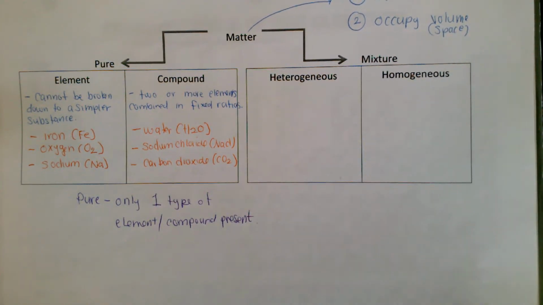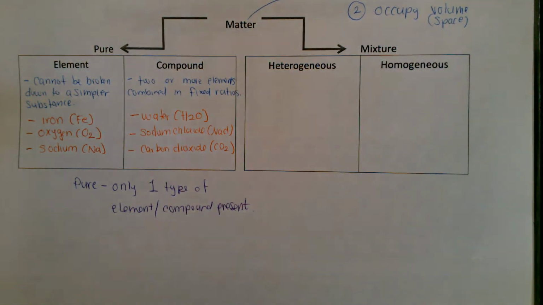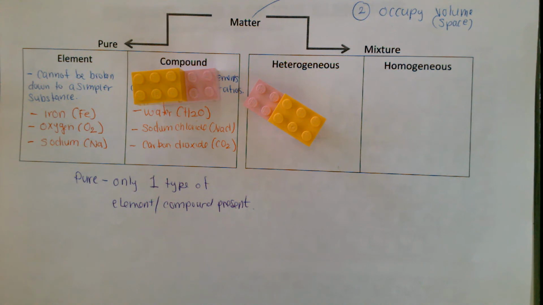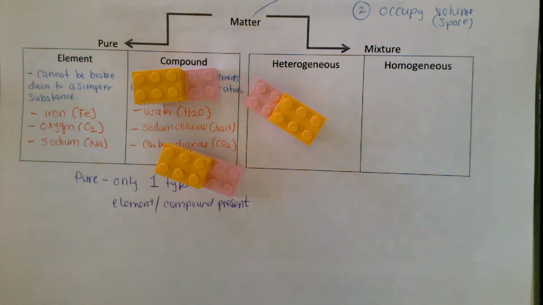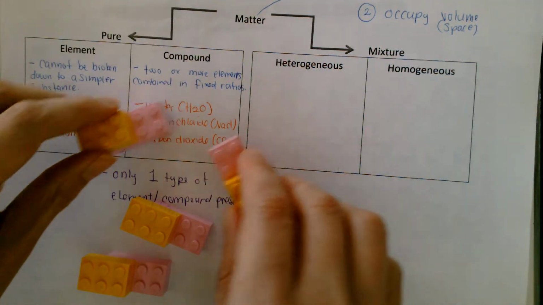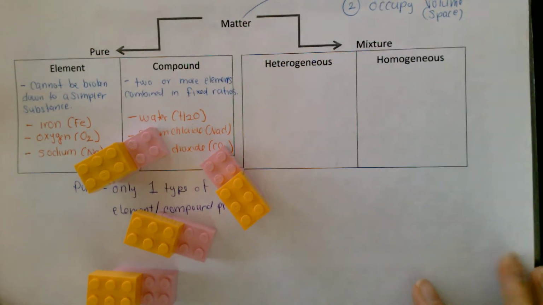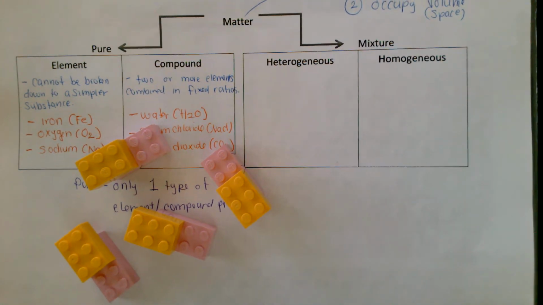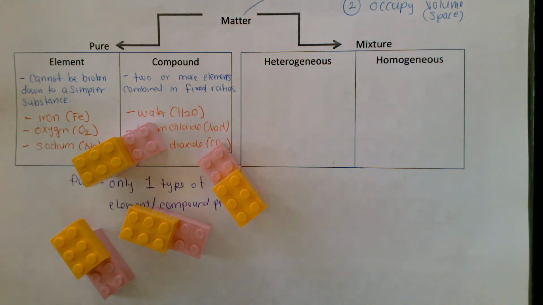So a sample would be pure if there's only one type of that element or compound present. For example, if I had a sample of sodium chloride, all of them would look identical. So our sample of sodium chloride would all have just the same ones present. Okay, so this would be a pure sample of sodium chloride, where just that is the only thing present in that particular sample. Okay, so that's pure.